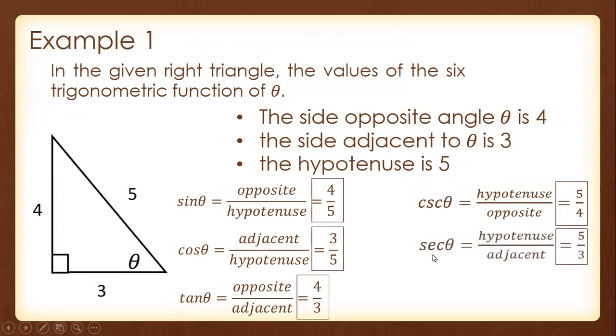Next, we have the secant theta, or the reciprocal of cosine theta. Cosine theta is 3 over 5. So the reciprocal of 3 over 5 is 5 over 3. Last is cotangent theta. We have adjacent over opposite or the reciprocal of tangent theta. So tangent theta is 4 over 3. So the reciprocal, or the inverse, is 3 over 4.